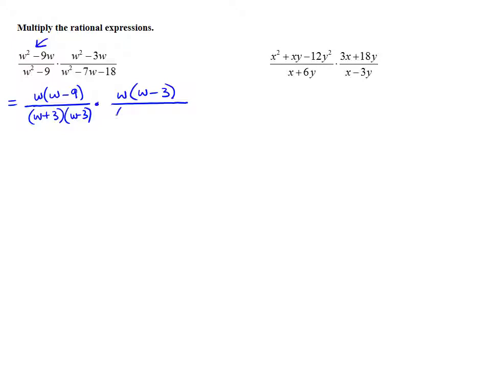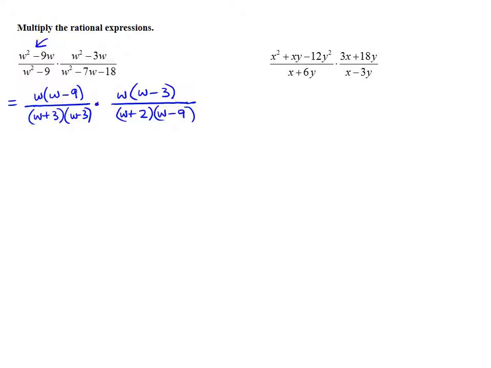In the denominator we have a trinomial, which will factor into the product of 2 binomials. W squared goes to w and w. Negative 18, we will want to factor into 1 positive, 1 negative. Specifically, if we use positive 9 and negative 2, we'll get a positive 7. I want a negative 7, so I'm going to use the 9 as a negative and the 2 as a positive. That will give me a negative 18 when I multiply it, but add up to a negative 7.